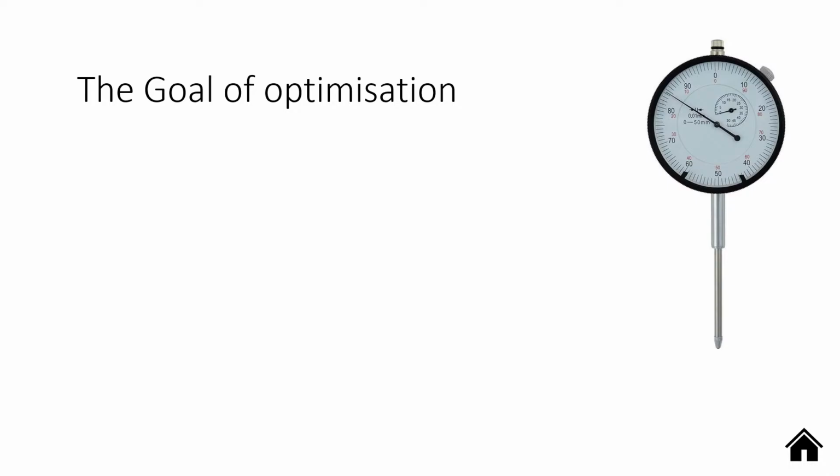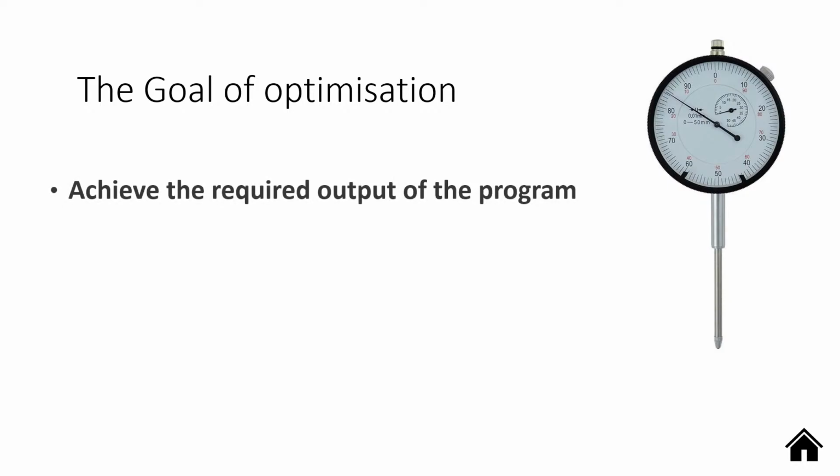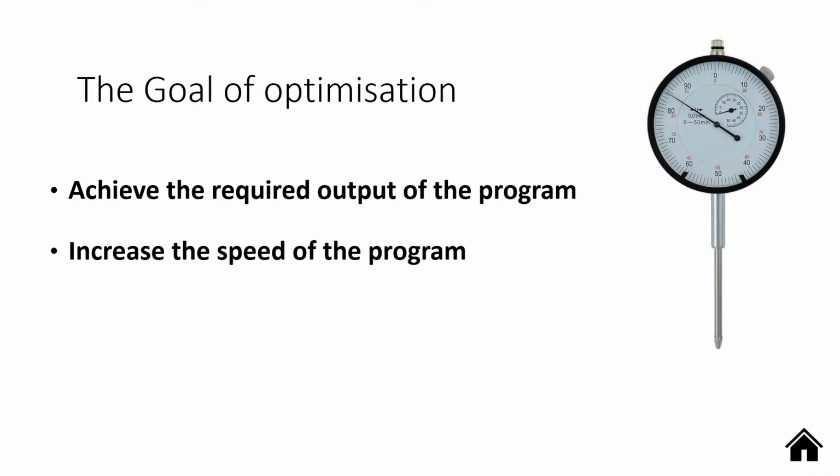Correct. Reyes, I won't expect anything less from you. Now, the goal of optimization is to achieve the required output of the program. So although you produce the output of the program, its goal is to achieve the same output, but more efficient. Its goal is to increase the speed of the program altogether and decrease the demand on resources.